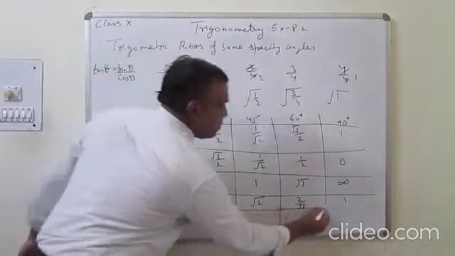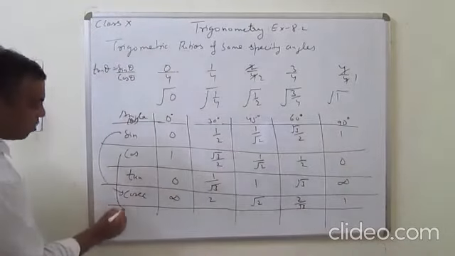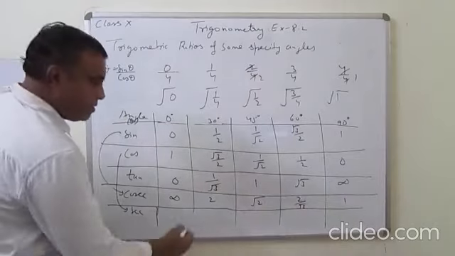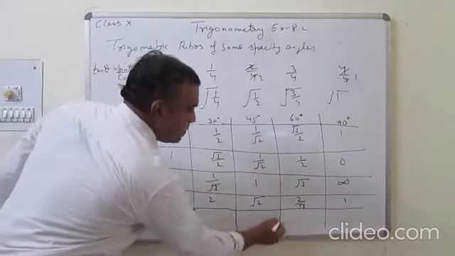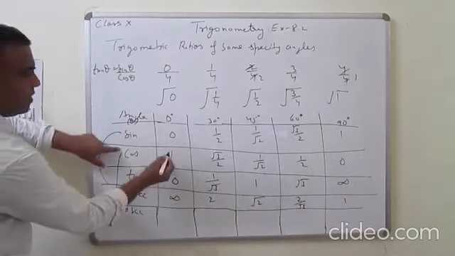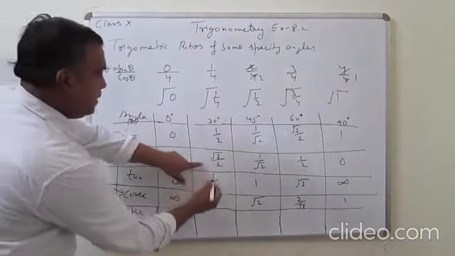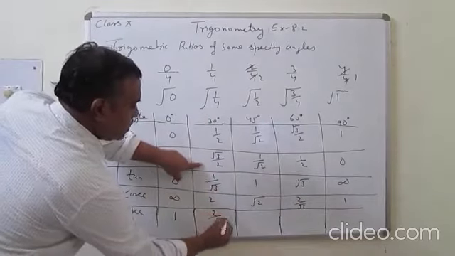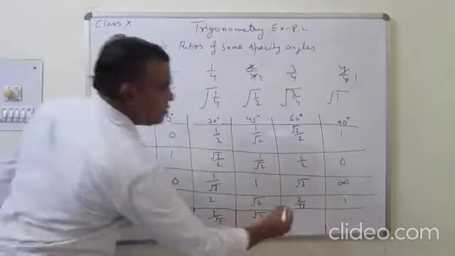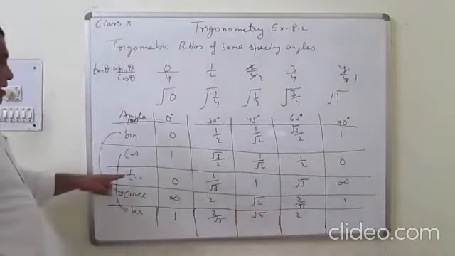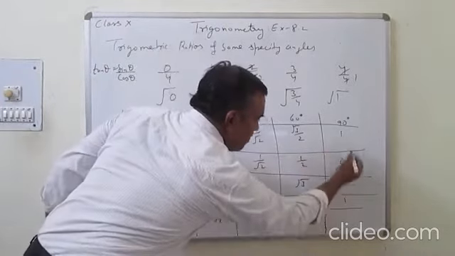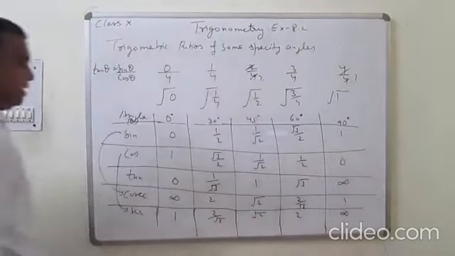Now reciprocal of cos is sec. So cos is here. 1 upon 1 is 1. It is 2 by root 3 and it is root 2. It is 2 and cos 90. It is infinity. 0 upon 1, 1 upon 0 is infinity.